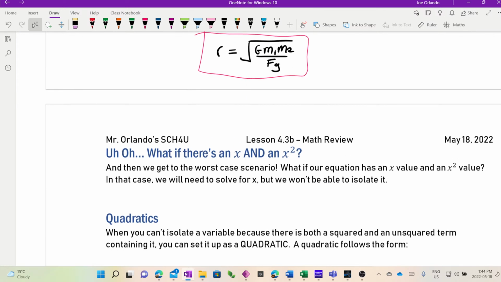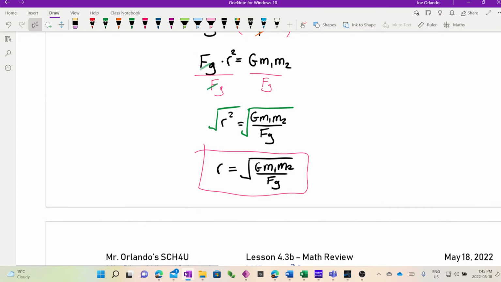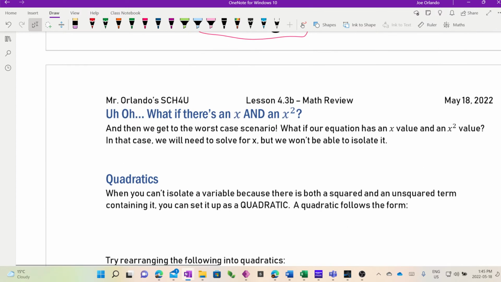Listen, you're going to have times where you can't do what we just did, because you're going to have an x and an x squared. And tell me, how do you isolate this? How do you solve that for x? I'm going to spoil you. It's impossible. You can't do it.